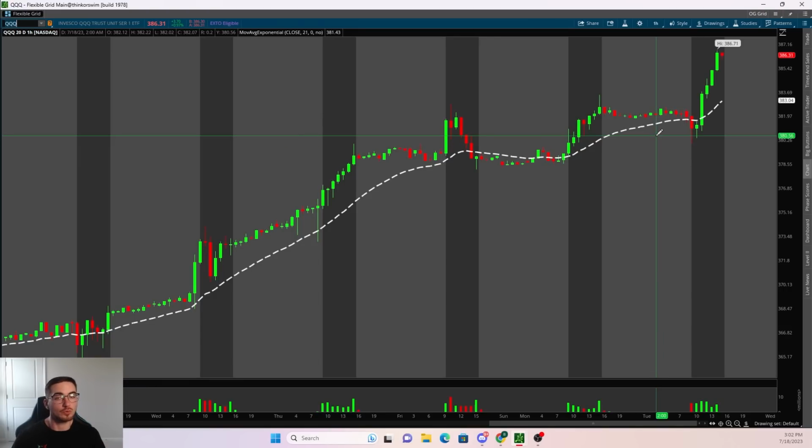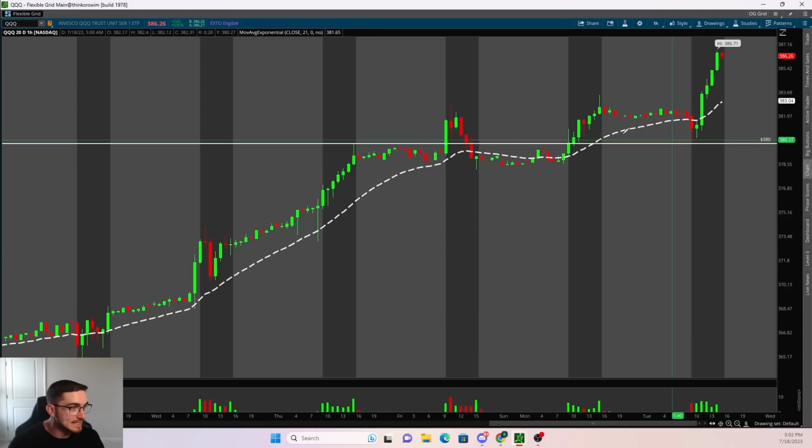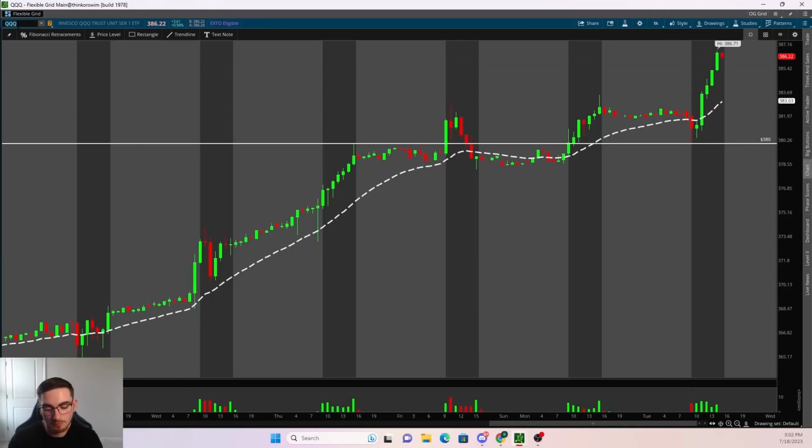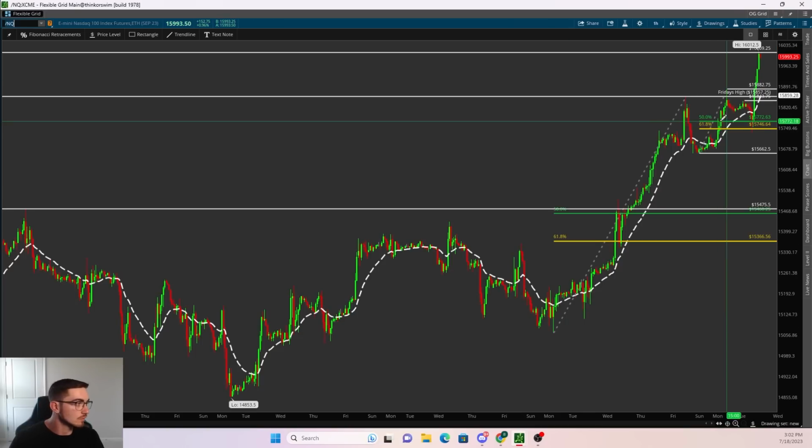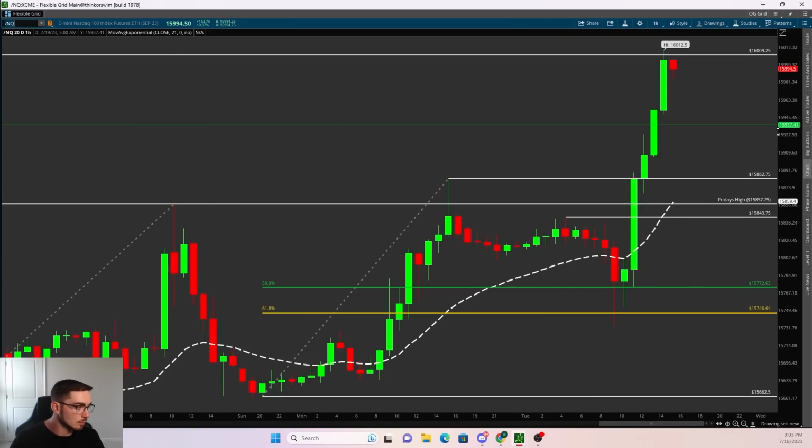Again, sometimes QQQ might confirm a trade. Sometimes maybe NQ will confirm the trade. As we see today, QQQ bounced off of 380, which typically those intervals of 5 are going to be important support and resistance zones, which we're going to go back to in 1 minute.